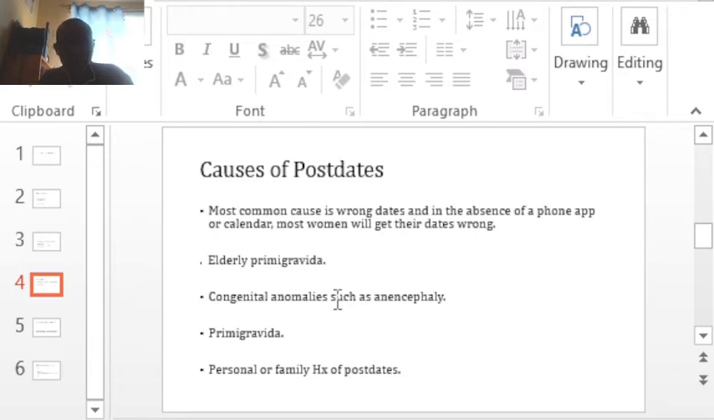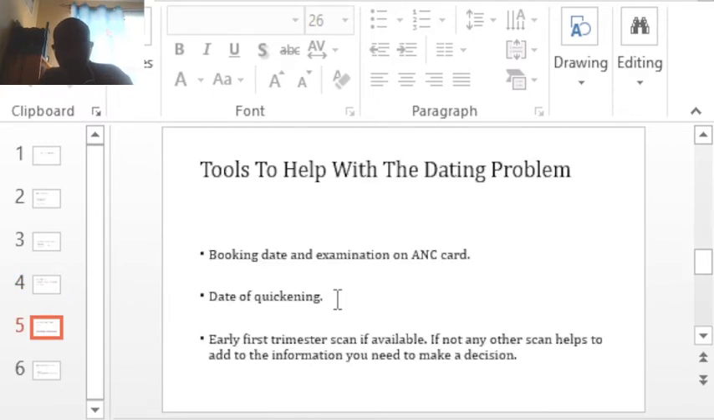The other causes are elderly primigravida, congenital anomalies such as anencephaly, even just being a primigravida, or maybe a personal or a family history of prolonged pregnancies. So there are some tools that can help us with the dating problem. We need these tools mostly because you will encounter this problem often.